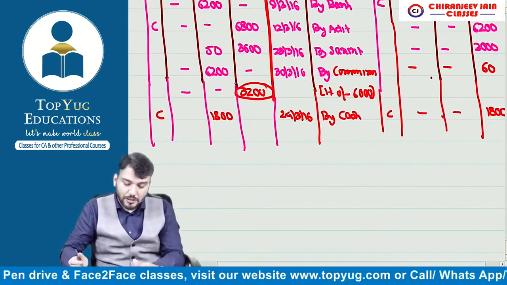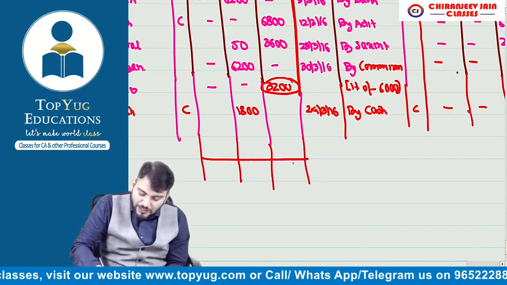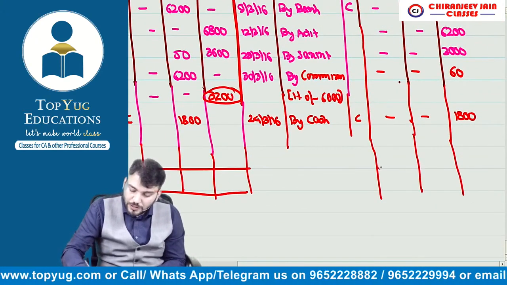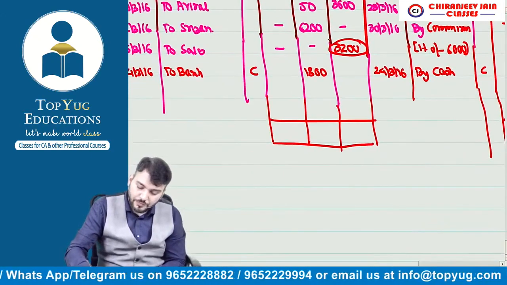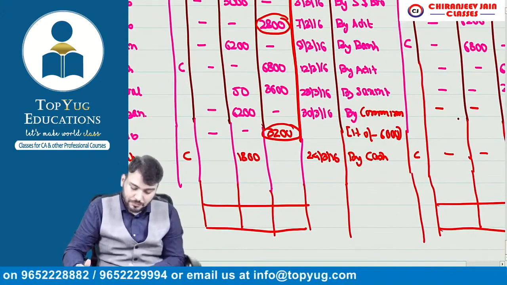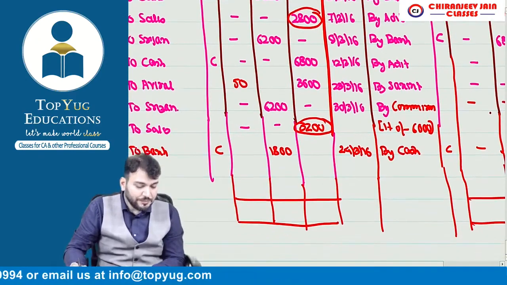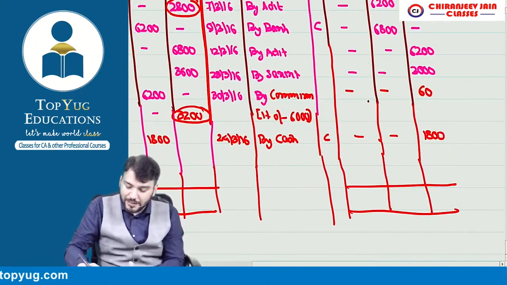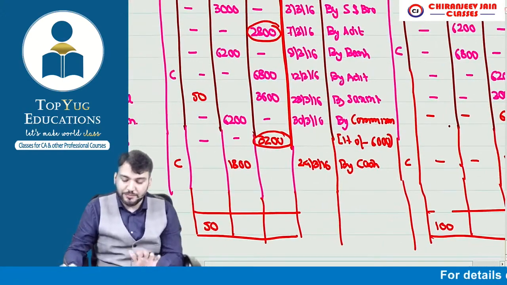All transactions are done. Now we will do totaling and balancing. Can you give me the total of the discount column? The total of the discount column on the debit side is 50, correct, and on the credit side it is 100. Understood this point? Yes, sir.